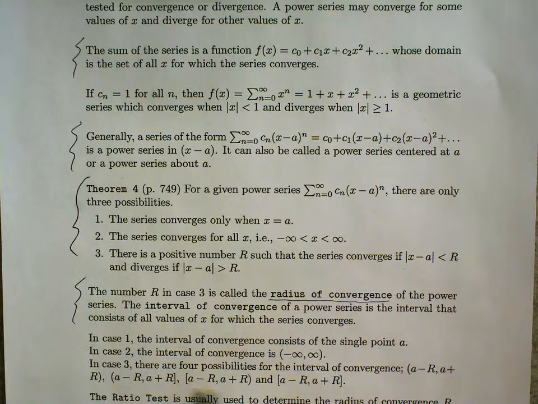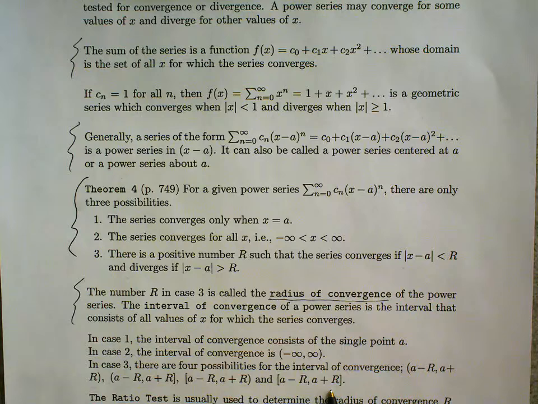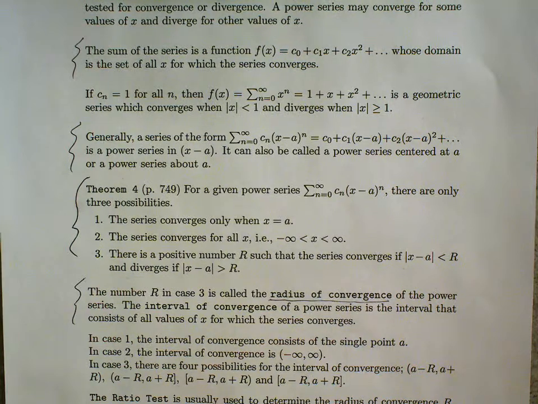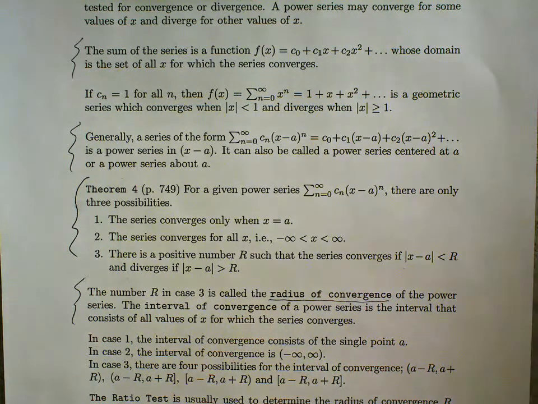The third possibility is half closed, half open, from a minus r to a plus r, including the endpoint a minus r, but excluding the endpoint a plus r, or the closed interval where both endpoints are included. So as I mentioned earlier, the endpoints have to be tested individually to determine if they are included or excluded from the interval of convergence.